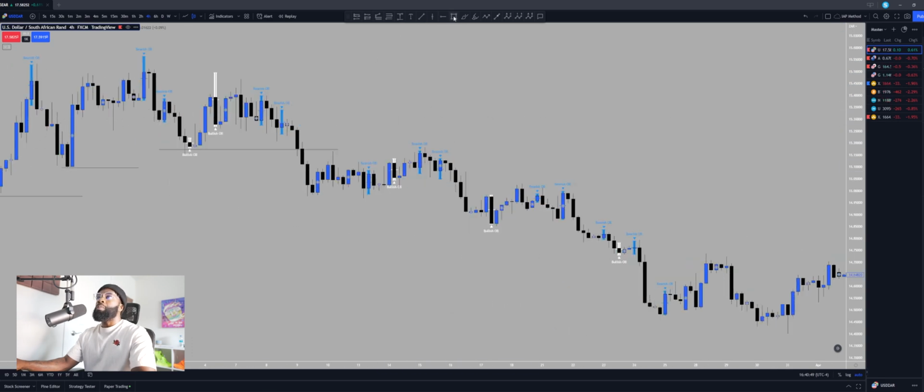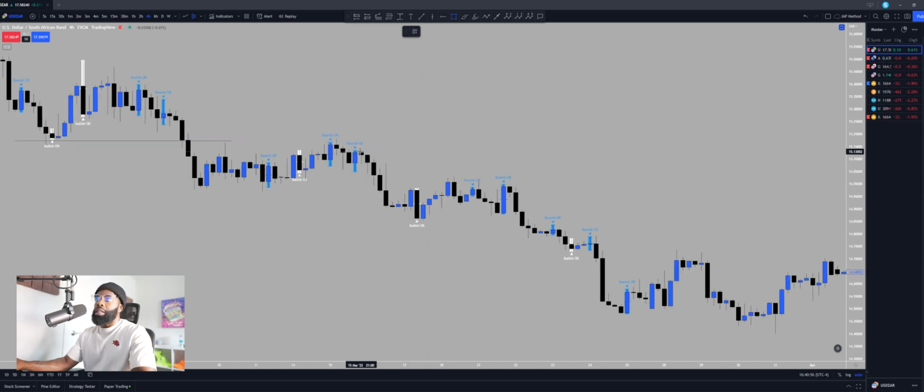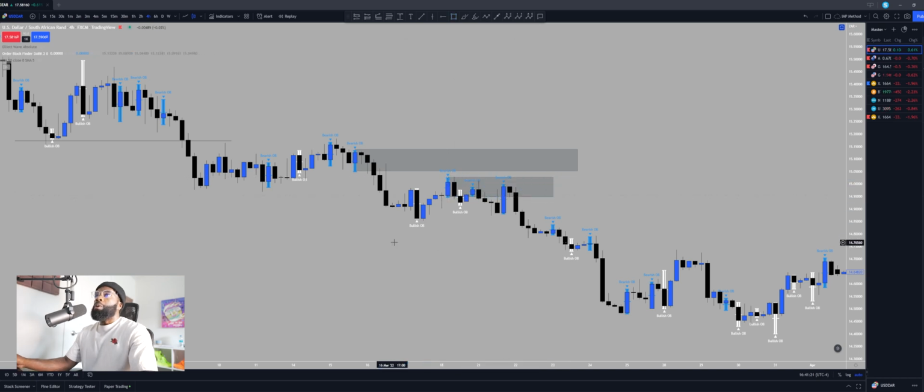Once we get that first pullback after the displacement, we then go ahead and start looking for the order blocks. So since we now want to sell, all we're focusing on is the bearish order blocks, which is actually blue for me. So this right here, we have an order block printed here, and then we have another order block printed right there.